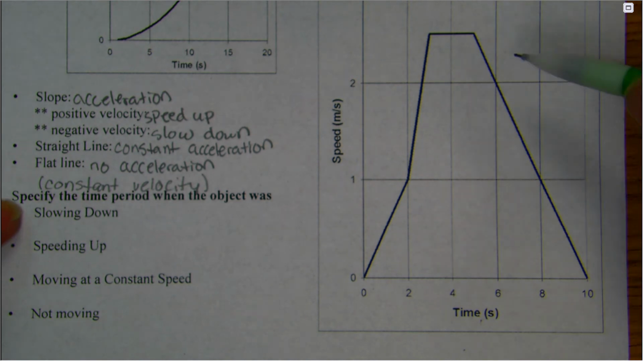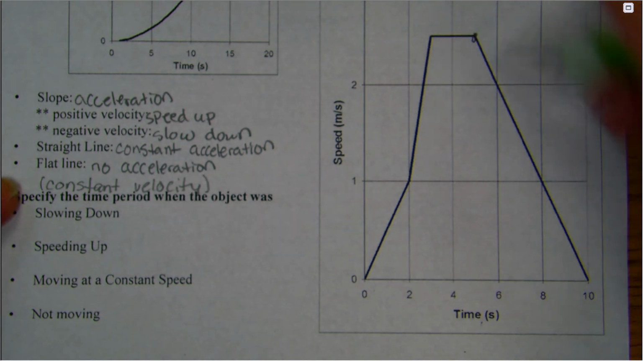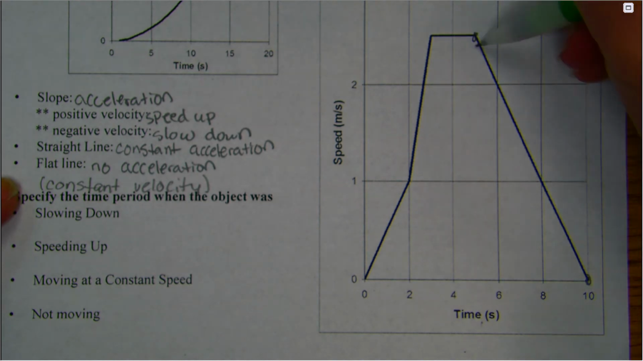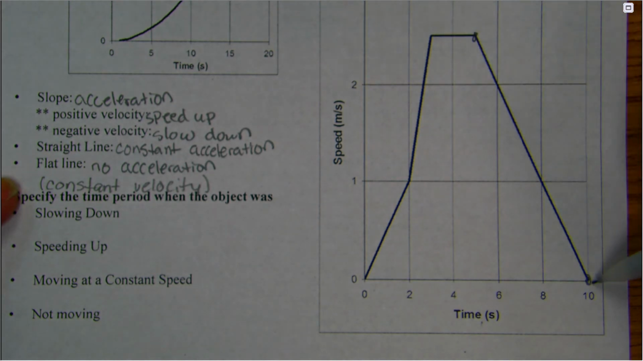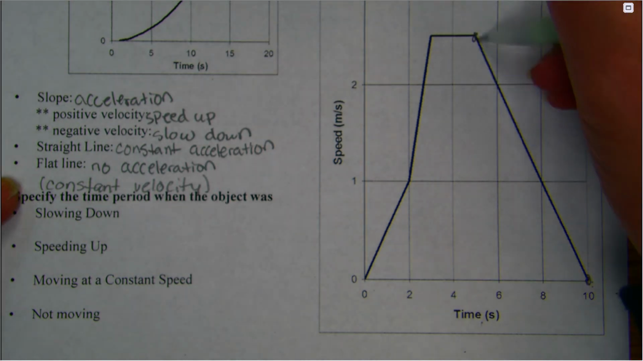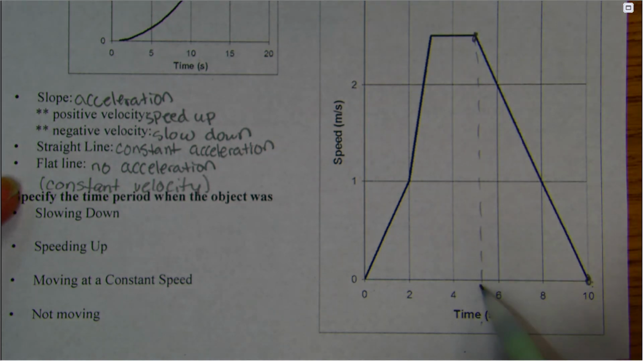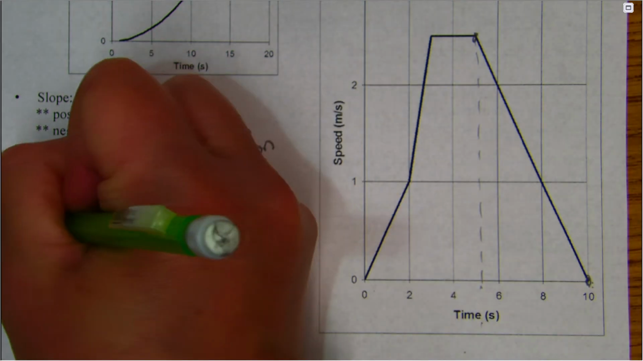So if we look here from this point to this point, I have a negative acceleration, or I'm sorry, negative slope. I am slowing down. So this is going to be 5 seconds to 10 seconds.